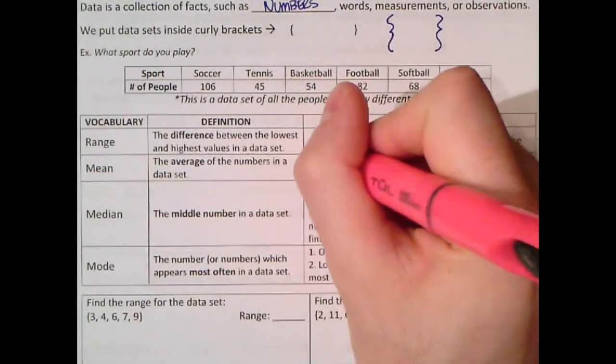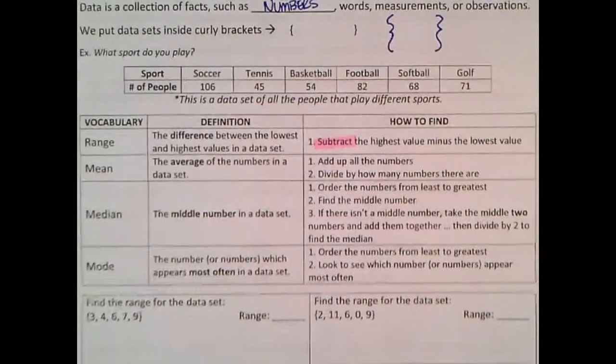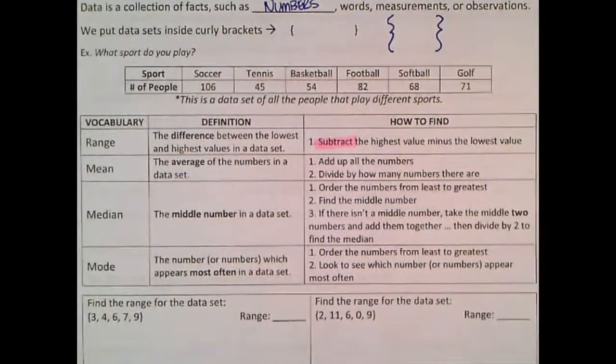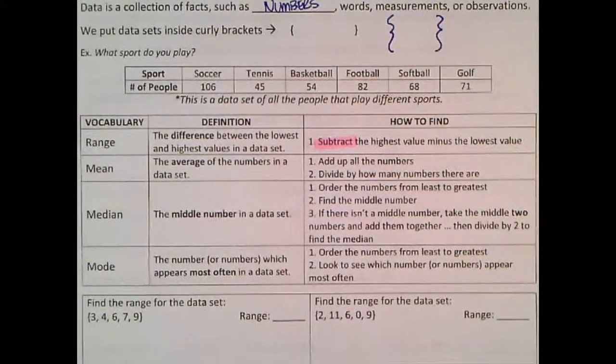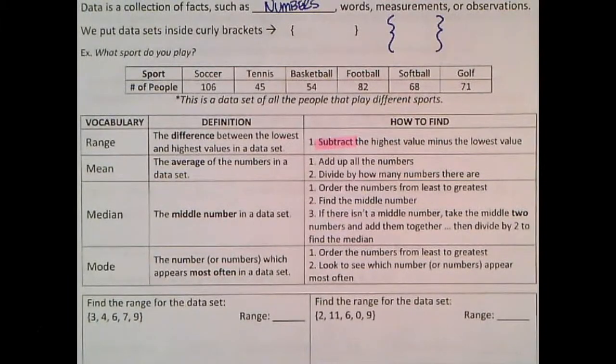So to do that, we subtract the highest value minus the lowest value. So that's how we find it. The mean is not like being angry at someone. The mean is the average of the numbers in a data set. So the key there, and what's bolded for you, is the word average. What we're trying to do in these three here is find what we call the measure of center. So like what's going to give us the best idea of our data set.